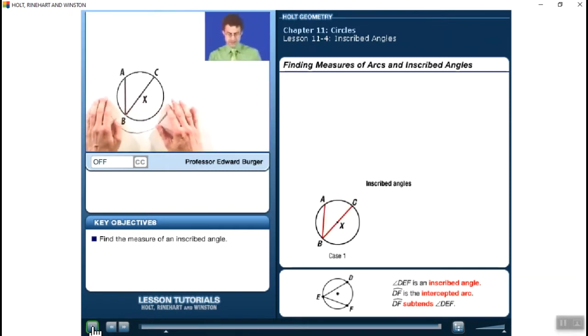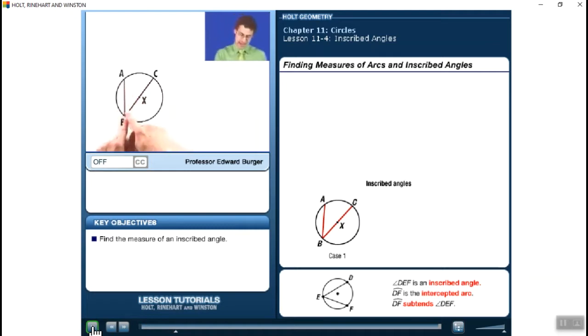Now, first of all, what's an inscribed angle? Here's one version of an inscribed angle. It basically is just taking two chords that actually share an endpoint in common. And the angle that's actually between those two chords is called the inscribed angle. Let me show you a few examples. So here's an example.